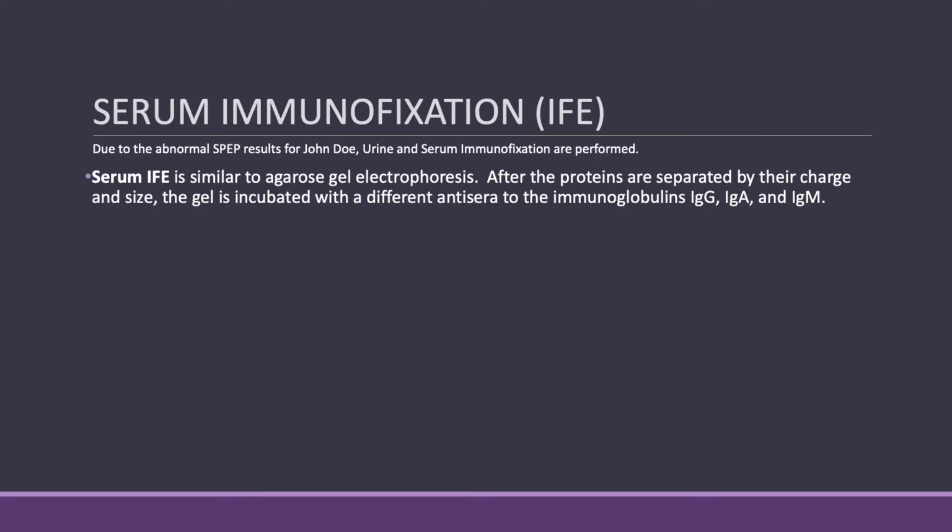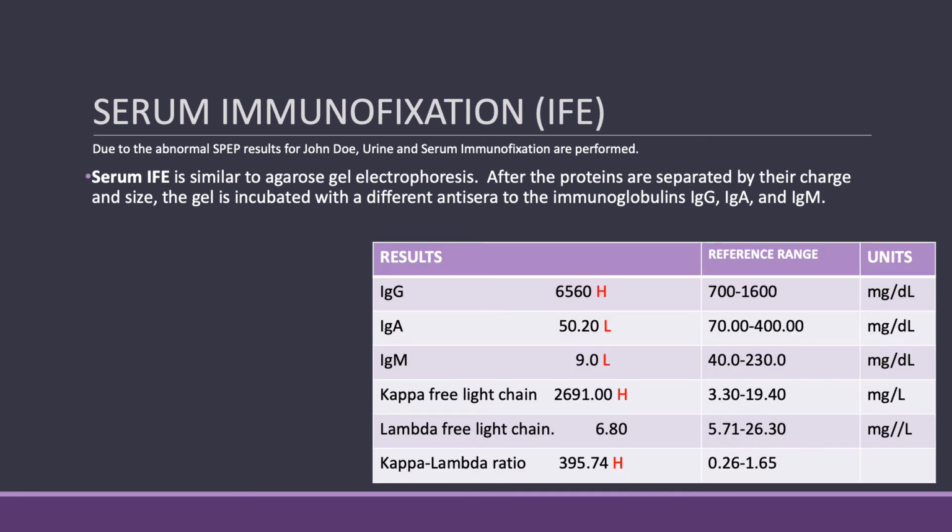Serum immunofixation is really similar to serum protein electrophoresis. But after the proteins are separated by their charge, the gel is incubated with different antisera to the immunoglobulins IgG, IgA, and IgM. The pathologist interprets this test result as an IgG kappa monoclonal paraprotein or a monoclonal gammopathy. It is identified.